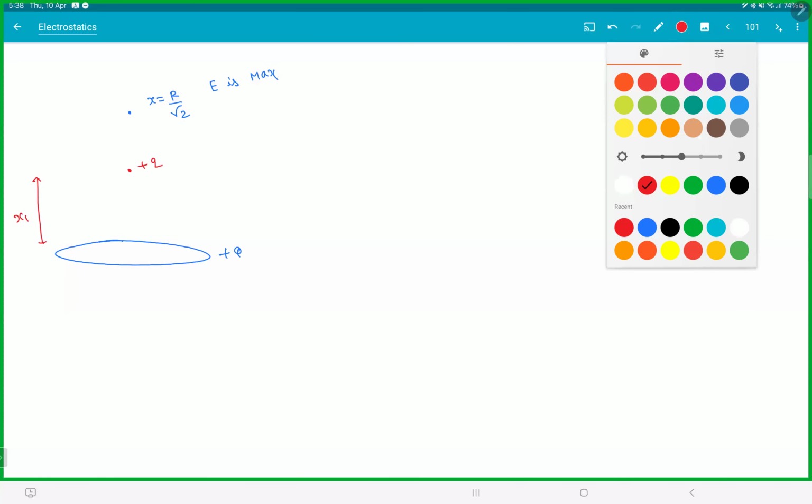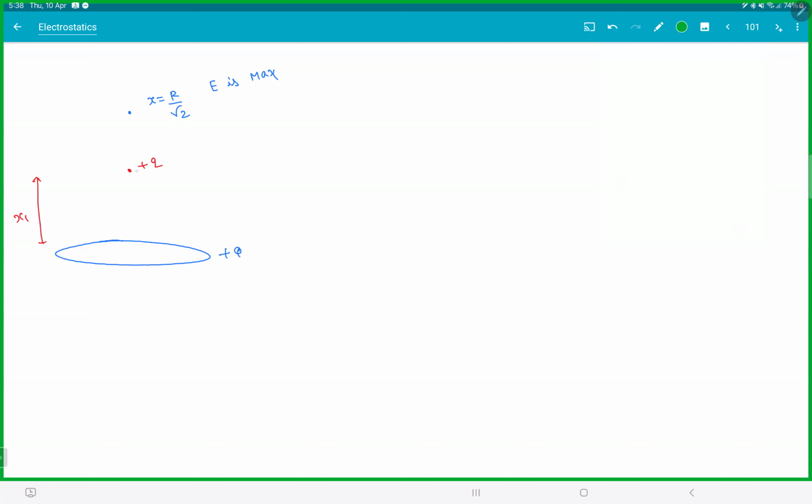Now, let's do this thing. If I push it up, what will happen? Look at the forces here, EQ, mg. If it is pushed up, slightly disturb it up. If it is pushed up, E increases, isn't it? Because if you're going towards r by root 2, maximum value will increase. Therefore, EQ becomes greater than mg. Therefore, it goes up. Is that making sense?